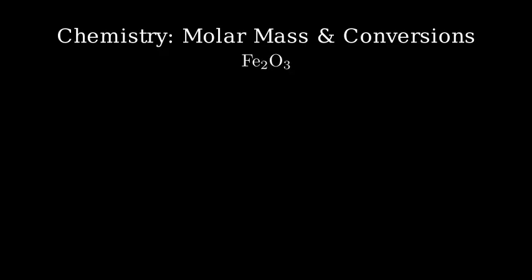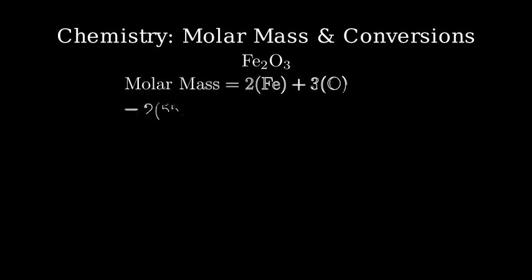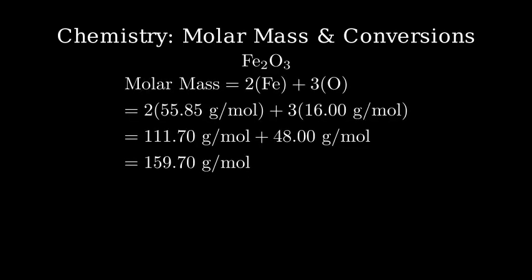Let's start with finding the molar mass of iron(III) oxide, Fe2O3. To calculate this, we need to add up the masses of all atoms in the compound. We have two iron atoms, each with a molar mass of 55.85 grams per mole, and three oxygen atoms, each with a molar mass of 16.00 grams per mole.